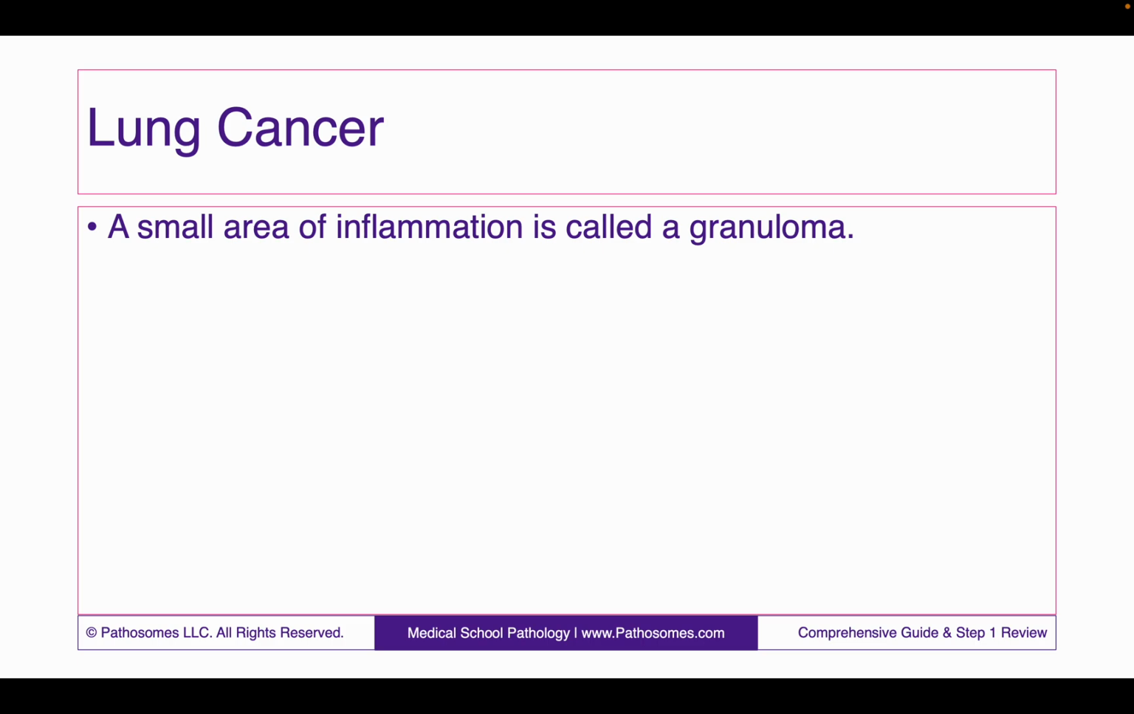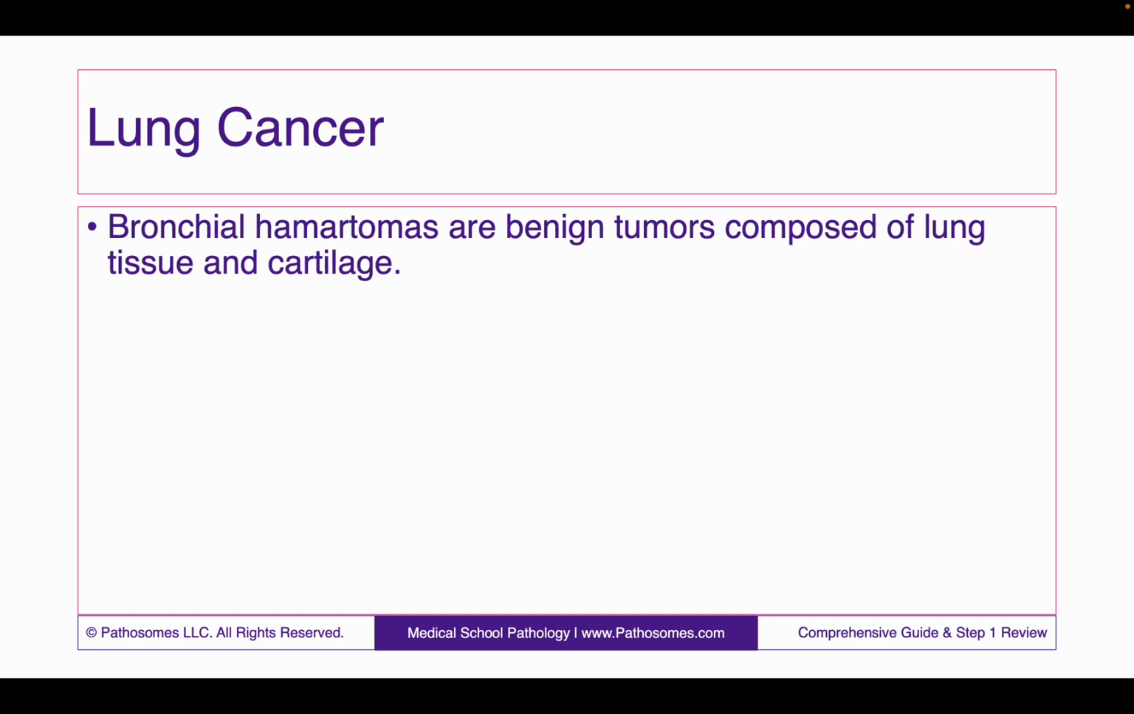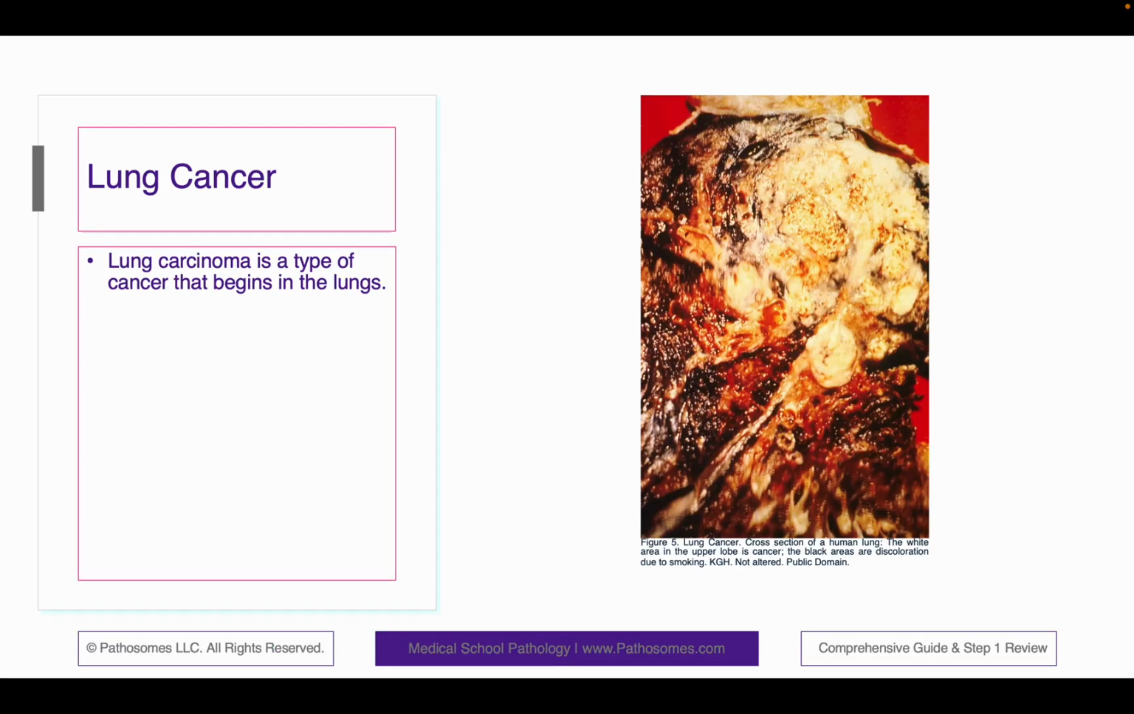And in regards to that, a small area of inflammation is called a granuloma. It may be associated with necrosis or not. It may be naked or not. It may be caseating or not, right? You're highly likely to see giant cells forming. In the Midwest, granulomas are frequently caused by histoplasma or tuberculosis. Bronchial hamartomas are benign tumors composed of lung tissue and cartilage, right? And lung carcinoma is a type of cancer that begins in the lungs.